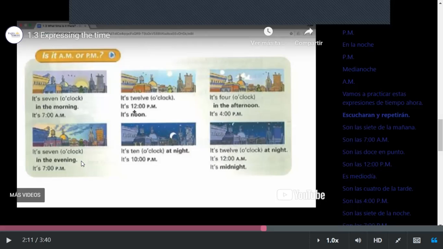Okay, podemos decir in the evening, son las 7 de la noche, it's 7 in the evening, o podemos decir it's 7 p.m. Okay, the same right here, it's 10 o'clock at night, ya es de noche, at night. Or it's 10 p.m., usamos at night o usamos p.m. At night, mm-hmm.